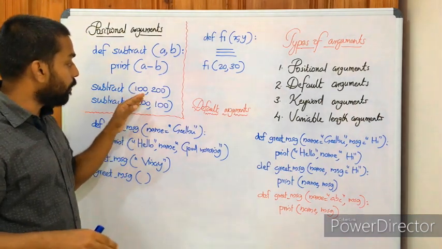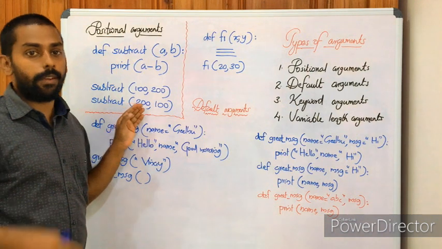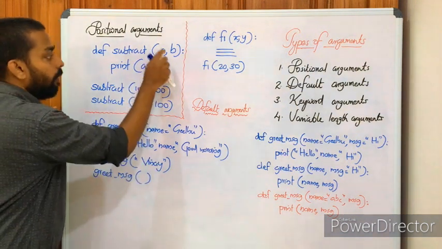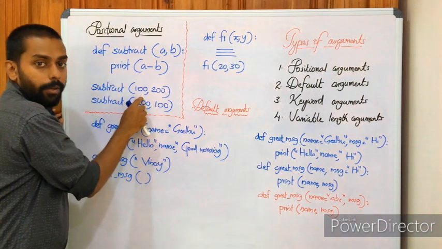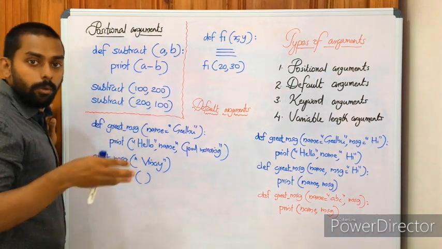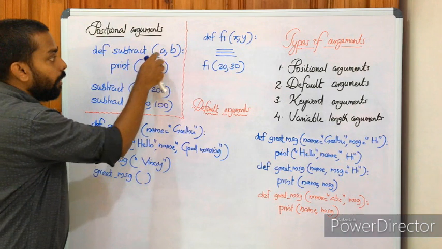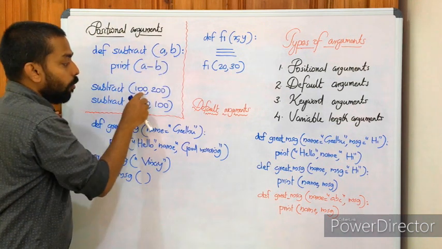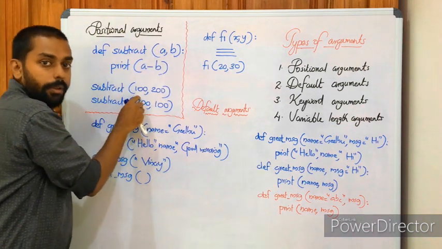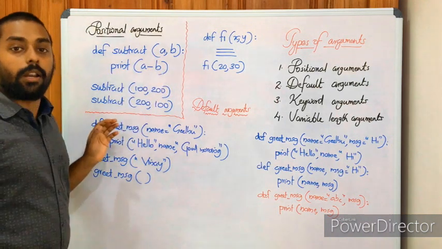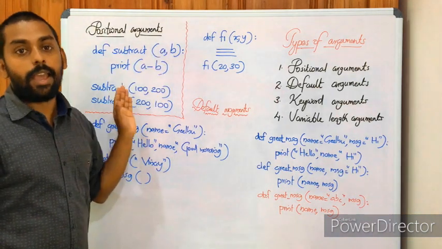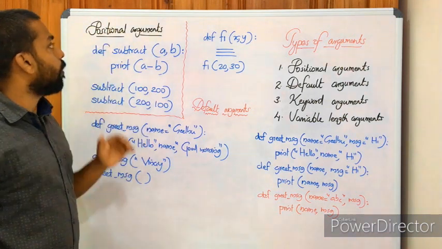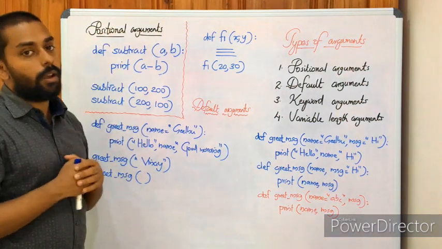There won't be any error, the result will be changed. But if you try to change the number of arguments, it results in error. Suppose here we have two parameters, and suppose we are passing only one argument. What will be the result? It will be an error. Why? Because here we have two formal parameters, so in the function calling statement, we must have two actual arguments. Otherwise, it will result in error. So this is all about positional arguments.